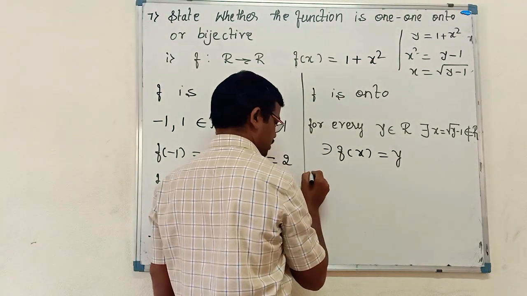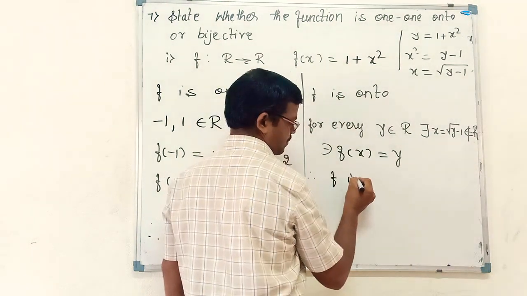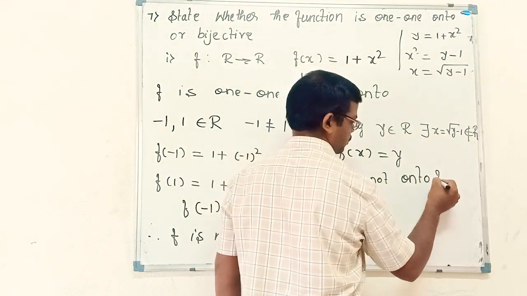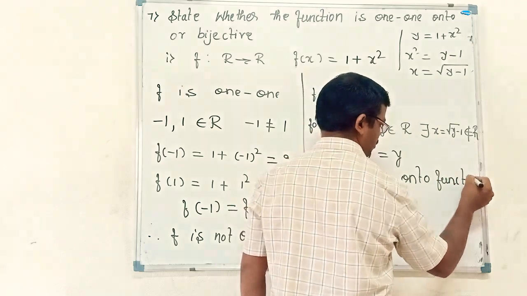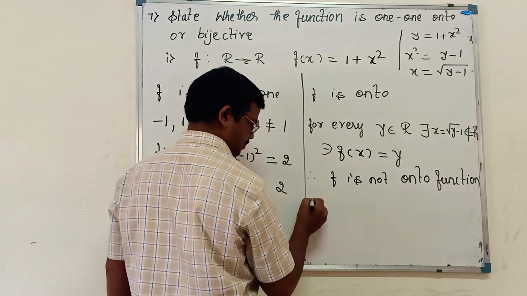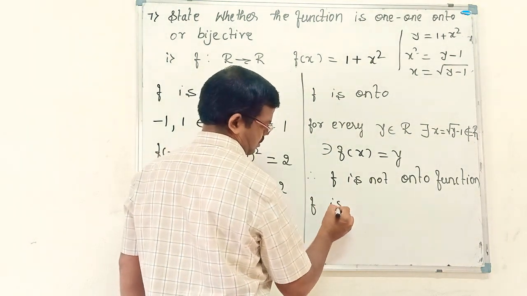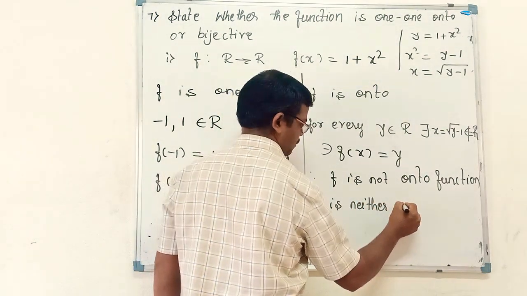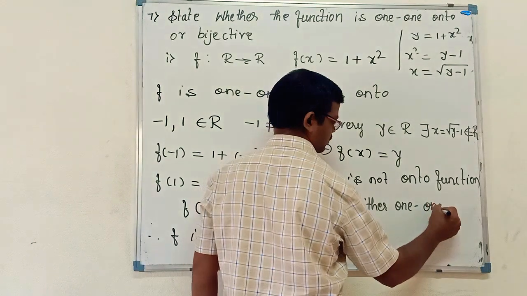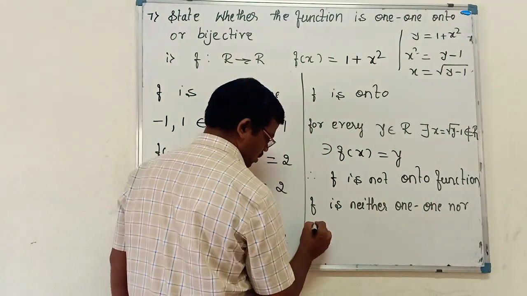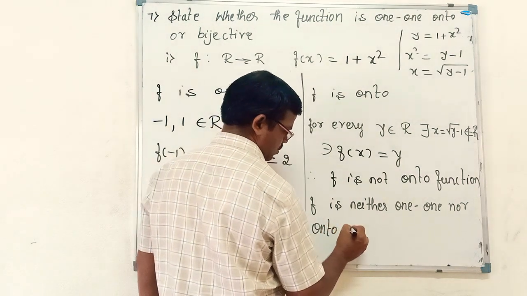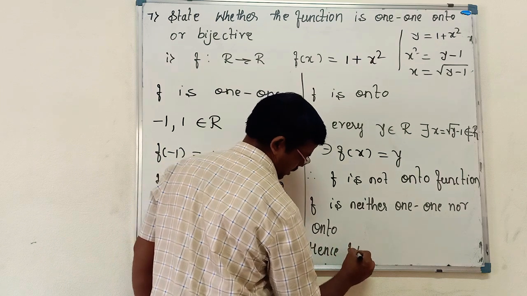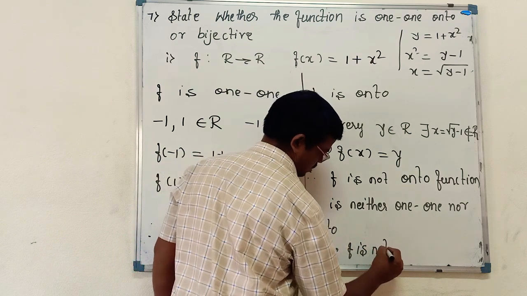Therefore, f is not an onto function. So f is neither 1-1 nor onto. Hence f is not bijective.